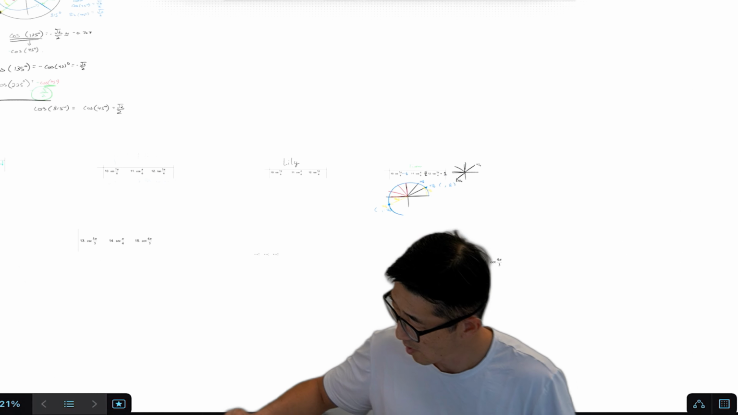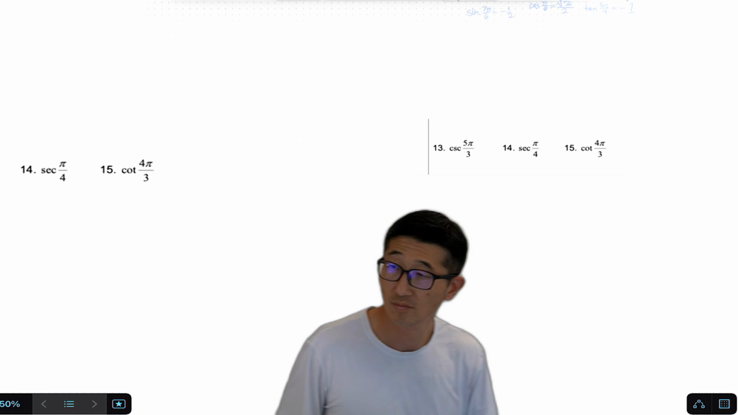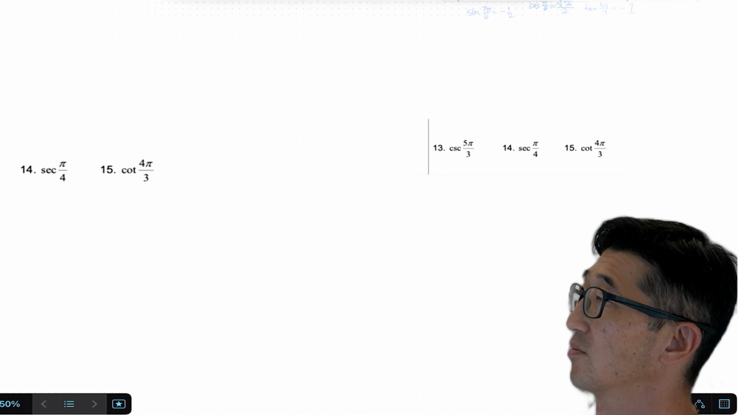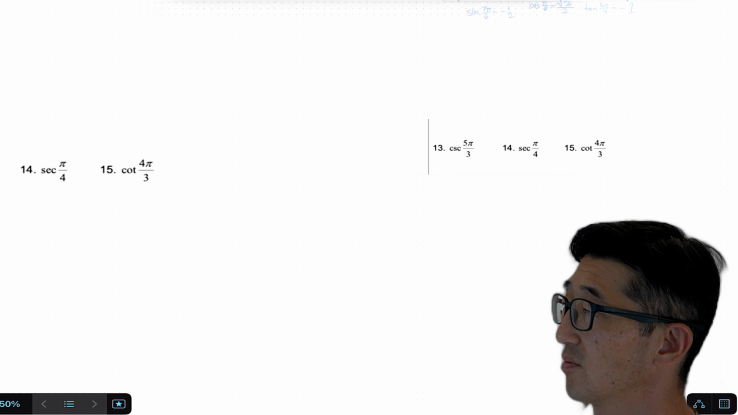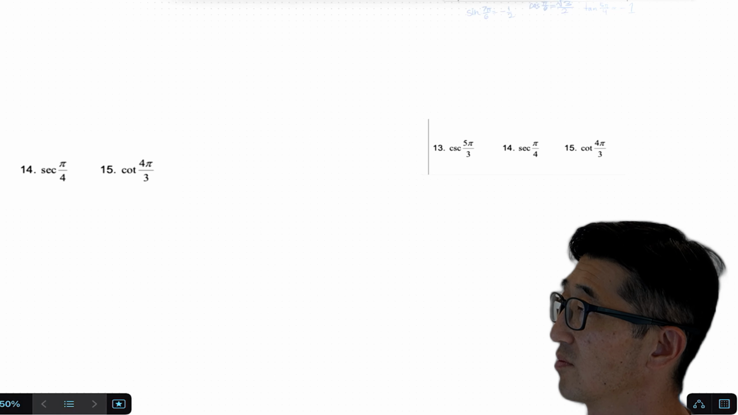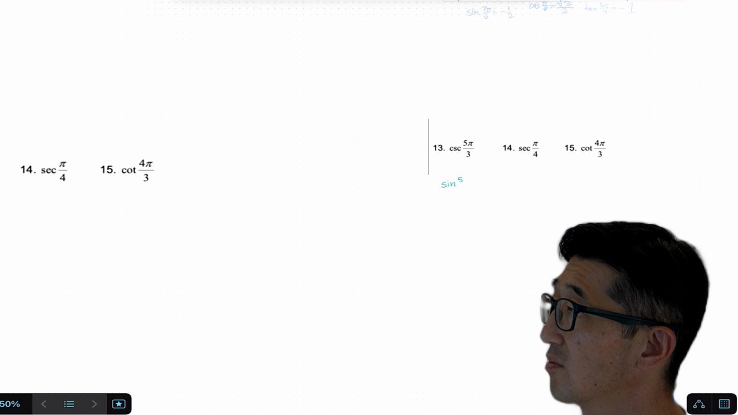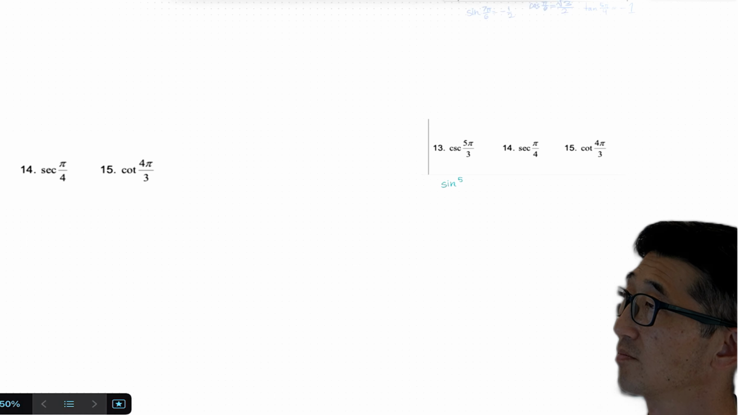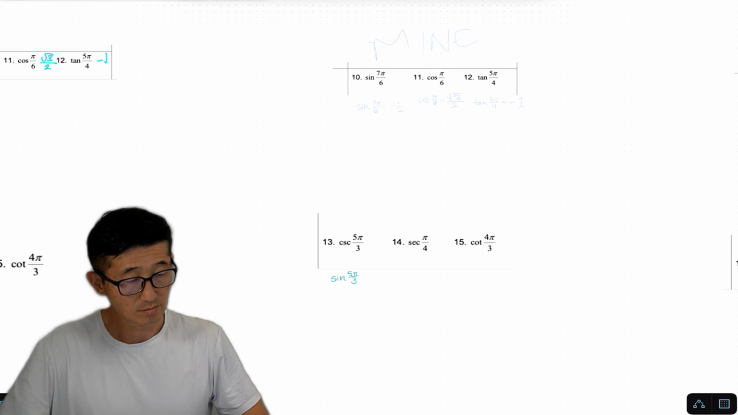And cot. All right, do the next three. Cosecant 5 pi over 3. Wait, cosecant is sine, isn't it? 1/3. And pi over 3 is our reference angle. So, what quadrant are we in?